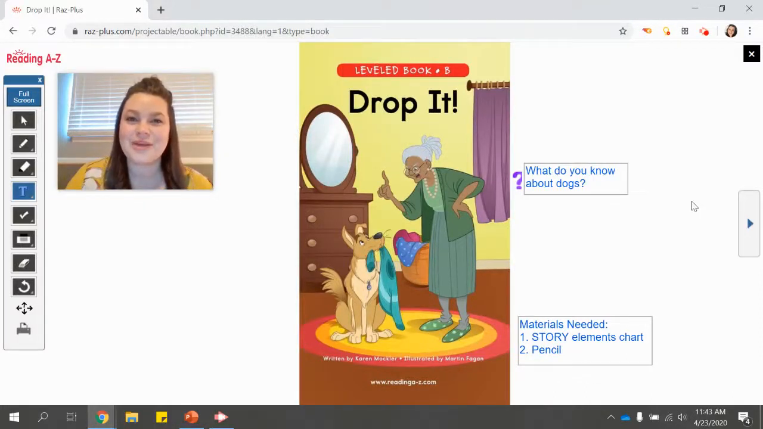Today we're going to read a Level B book called Drop It. This book is all about a dog named Gus, and he's always picking things up that he shouldn't. Before we begin, I want you to think about what you know about dogs. Pause the video, turn and talk with a parent or sibling, and tell them what you know about dogs.